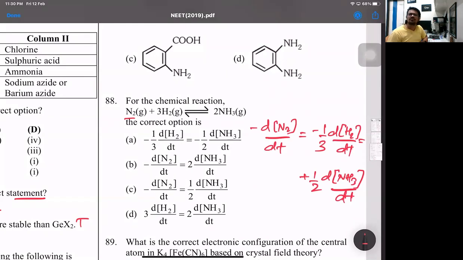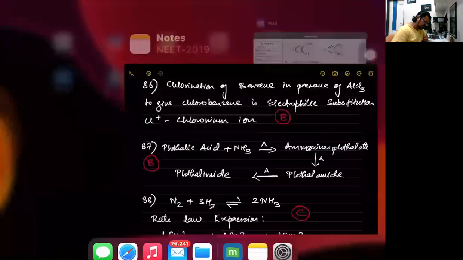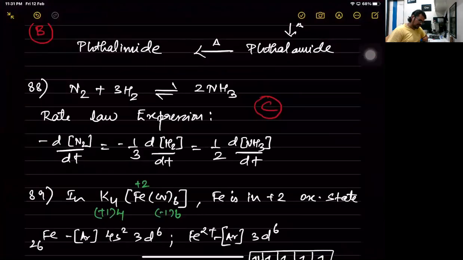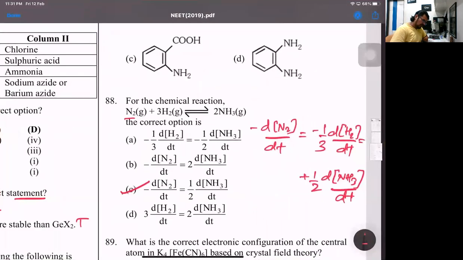And same way 2 moles of ammonia appear. So rate of change out of 2, any one, that will be written as half there. That's the part. So this 88, if you observe, it's a direct one over there. Minus d[N2]/dt is half d[NH3]/dt. So that's going to be C over there. So 88 option is C there. Clear? Then comes the last 2 questions.